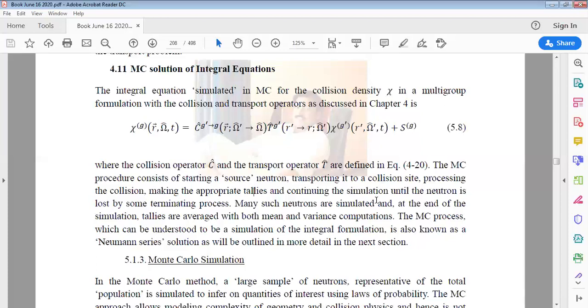I think we'll stop here with this one sentence: the MC process, which can be understood to be a simulation of the integral formulation, is also known as a Neumann series solution, and this we'll talk about in more detail. I wish I could ask you questions, but let's reserve all that till the end of the lecture, when we'll have lots of exercises where we can practice whatever we learn.